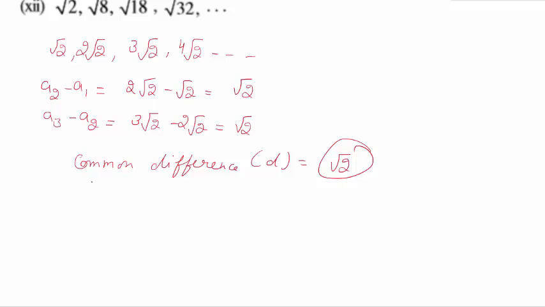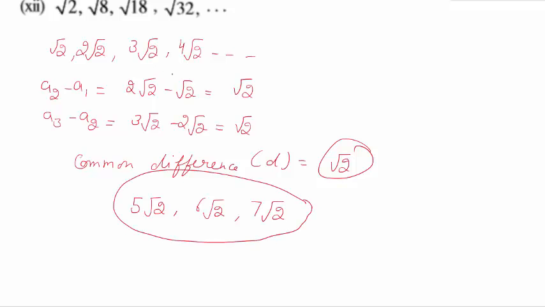Now we have to find the next 3 terms. So add root 2 to each term. You will find that the answers will be 5 root 2, 6 root 2 and 7 root 2. These 3 will be the next 3 terms of this AP, that is root 2, root 8, root 18 and root 32. You can simply find this by using the formula A5 equals A4 plus D, where A4 is 4 root 2 plus D, which is root 2. This will become 5 root 2, and then you can find A6 and A7.